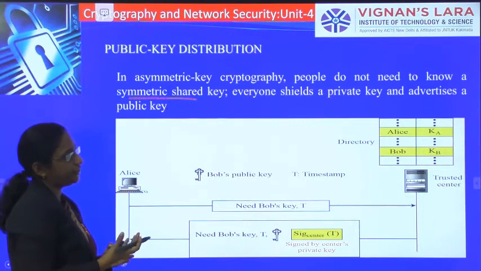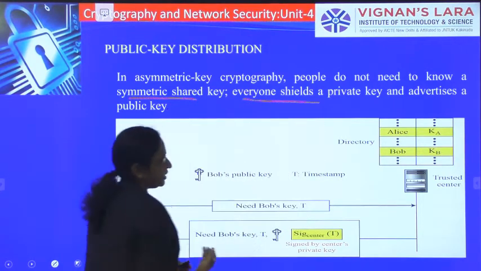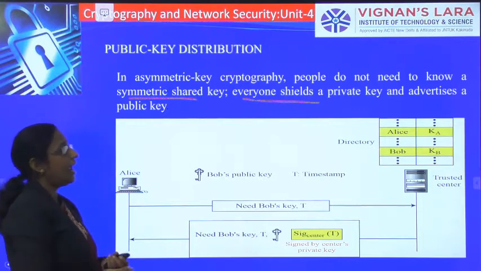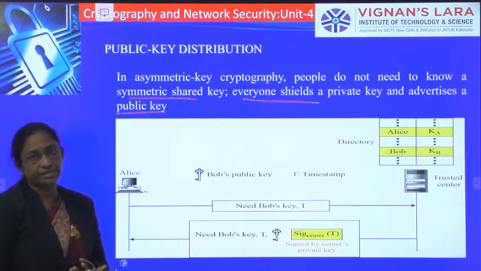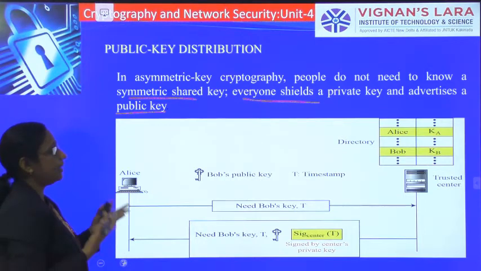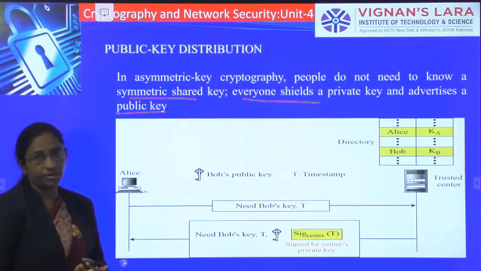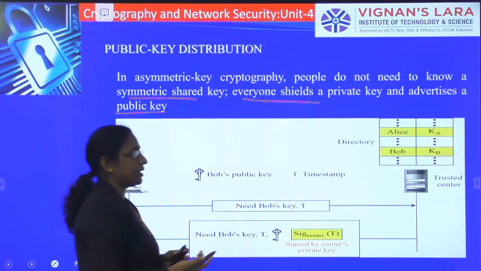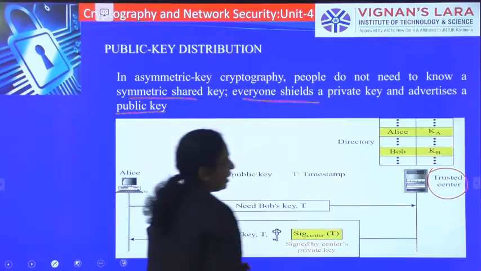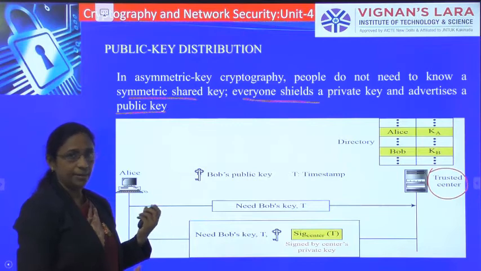Here you have a private key and a public key. The private key has to be kept secret, and the public key can be announced or advertised. So the question is how to announce the public key. Since the private key is kept secret and the public key has to be announced, we have some trusted centers. By using those trusted centers, we can announce the public keys.